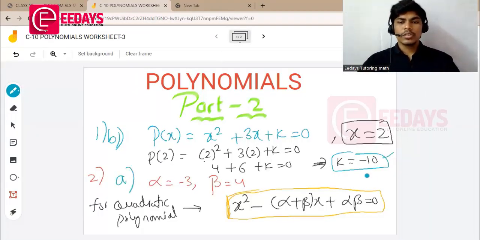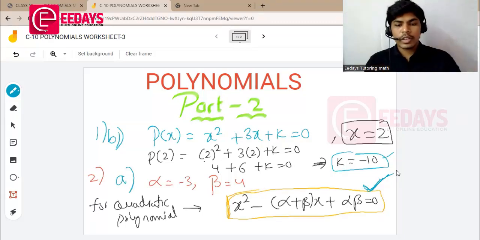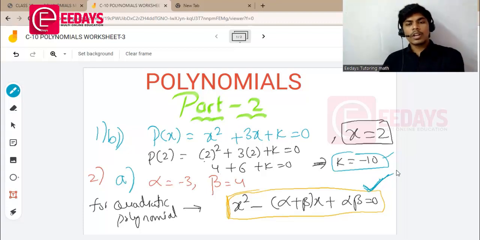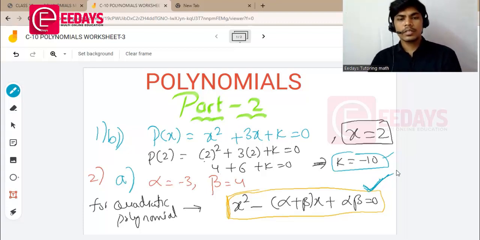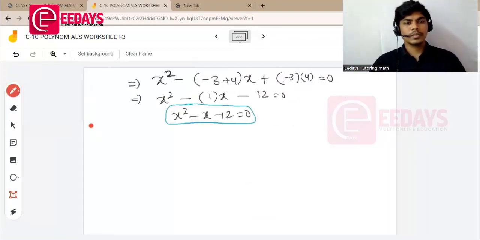Okay. So this equation is very, very important. If the model is repeating, so in part 2, if any model repeats the same type of model we have solved in part 1, then you can keep in mind that the model is very, very important. Okay. Let's move on to the next question.